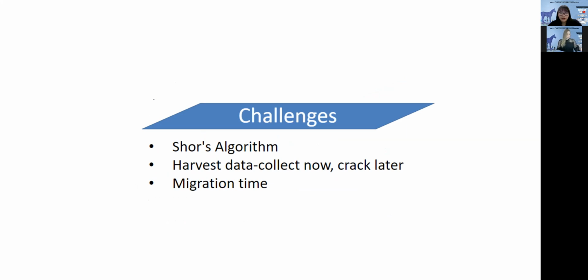Okay, so in depth, we have our challenges. The first one is Shor's algorithm, and then the data harvesting and migration time. So Shor's algorithm essentially is a quantum algorithm in polynomial time, and it's used for integer factorization, and it's the current standard for quantum computational effectiveness. Data harvesting, which is our other challenge, is when our current encrypted data, which uses encryption such as RSA or DES and AES, is currently being collected to be cracked with quantum computers in the future.